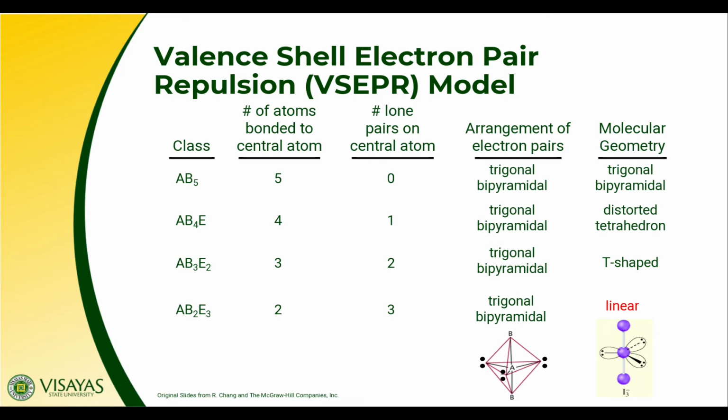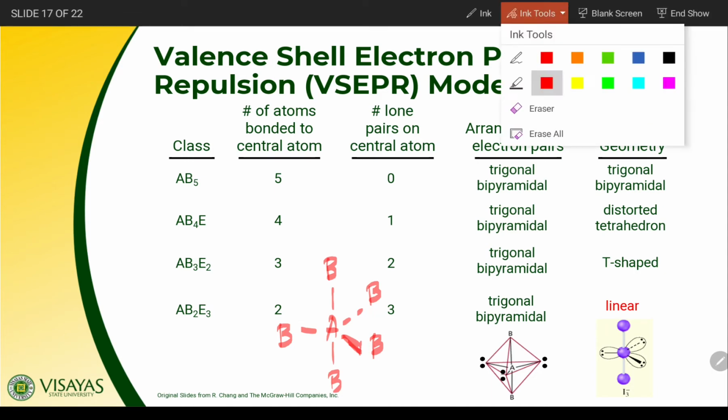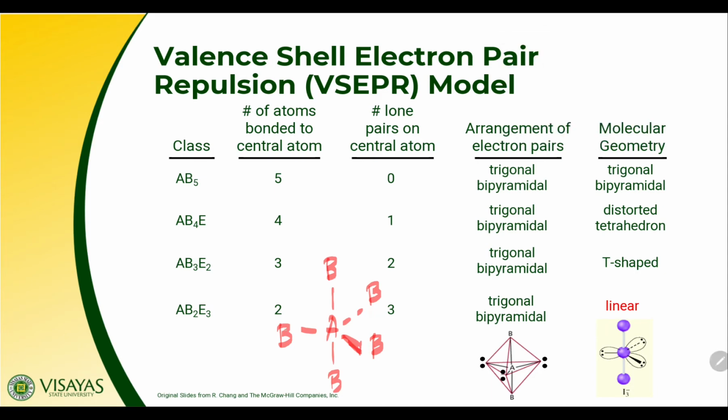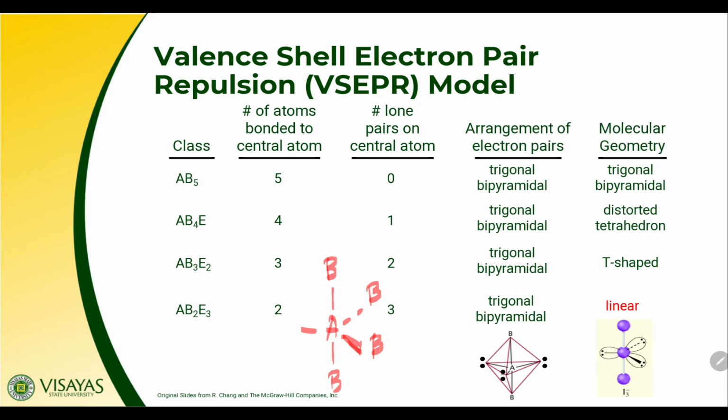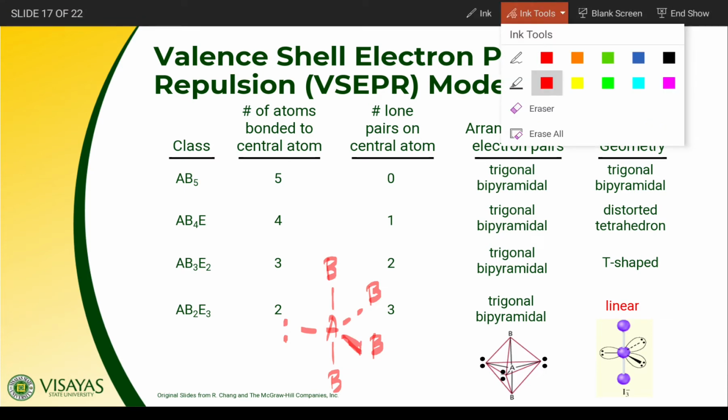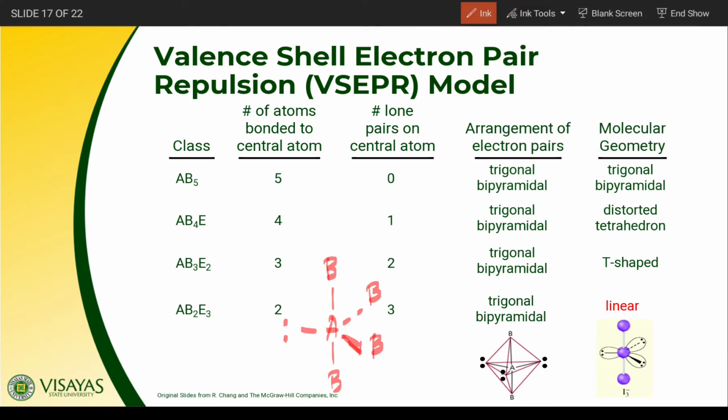Let's draw the AB5 once again. Have one atom at the top, one at the bottom, one on the side. We have one projected at the back and one projected to the front. So this is AB5. How do we draw AB4 again? We replace this with an electron pair. This is AB4. How about AB3E2?